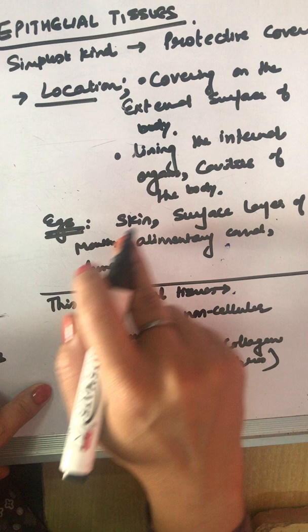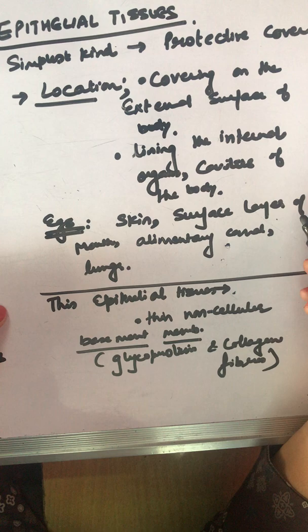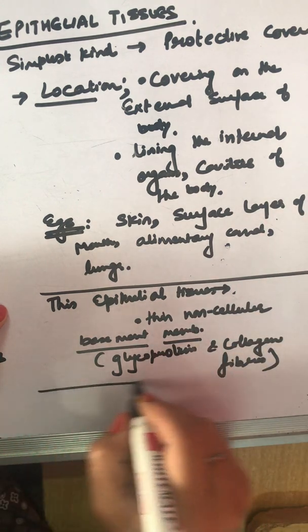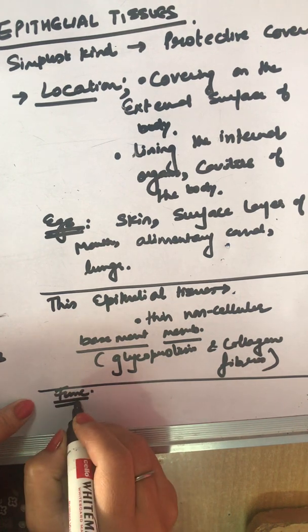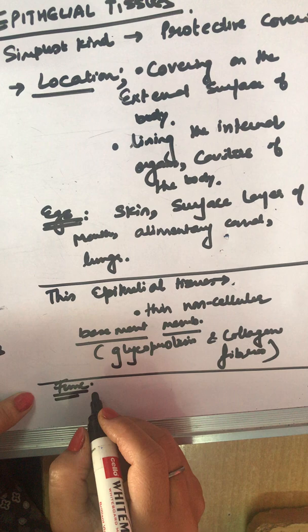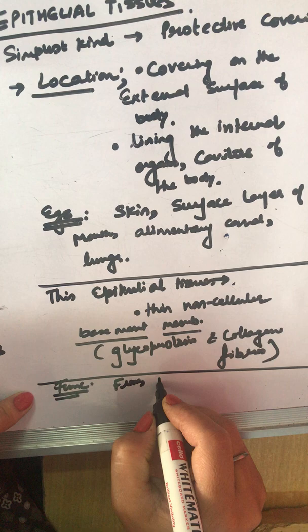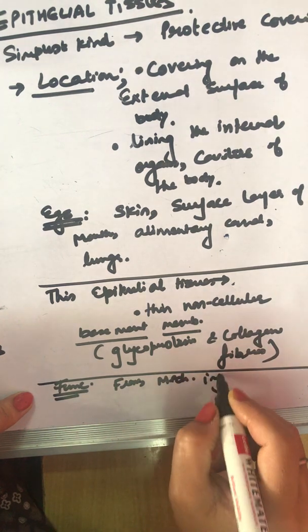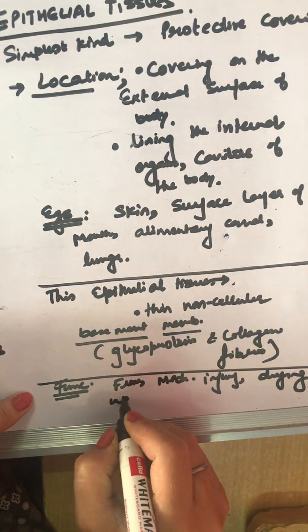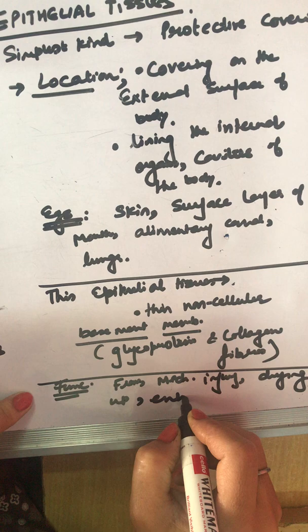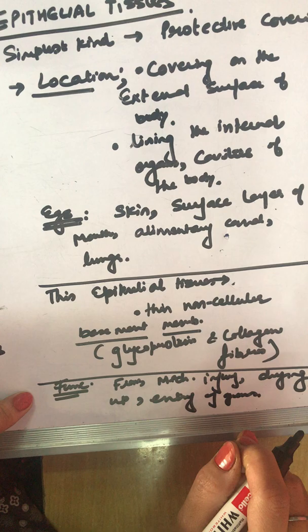When it acts as a cover, it acts as a protection edge, and it has a very important role to play. It will not allow germs to enter our body. It will protect us from mechanical injury, from drying up of the skin, and from entry of germs or harmful chemicals into the body.